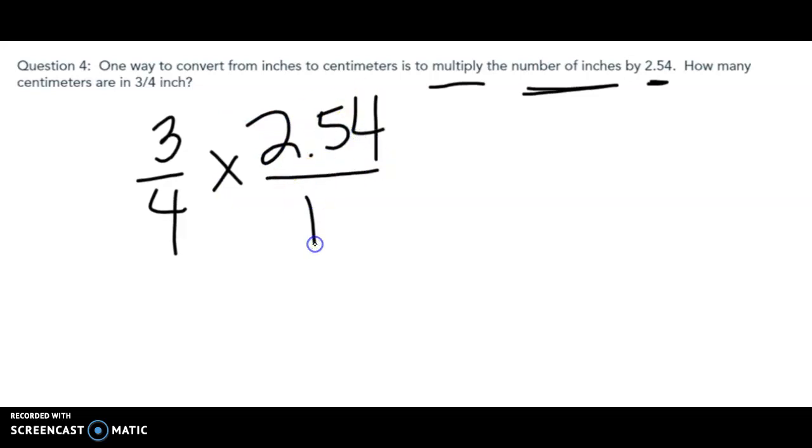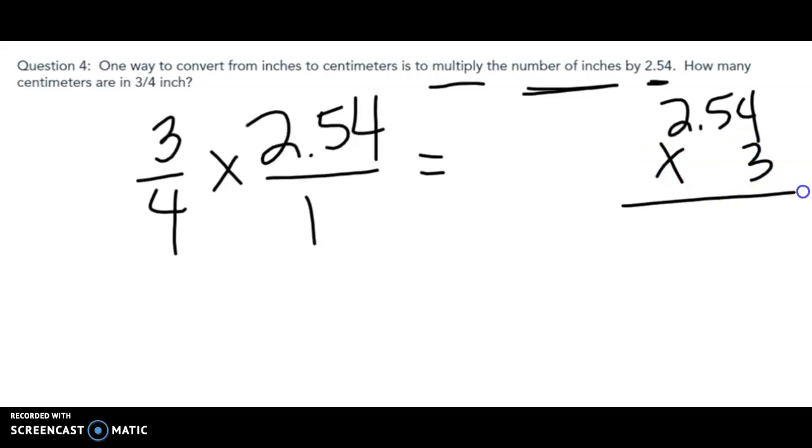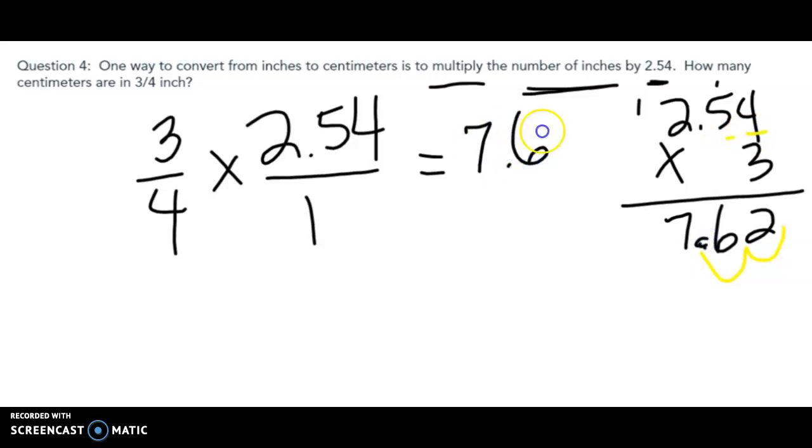And I can make that into a fraction, and one way I can solve is to multiply the numerator. I'm going to do it over here on the right: 2.54 times 3. 3 times 4 is 12, carry the 1. 3 times 5 is 15, and 1 more is 16, carry the 1. 3 times 2 is 6, and 1 more is 7. And I need to put the decimal 2 places in, 1, 2, because there are 2 numbers after the decimal. So my decimal goes right here: 7 and 62 hundredths. And 4 times 1 is 4.